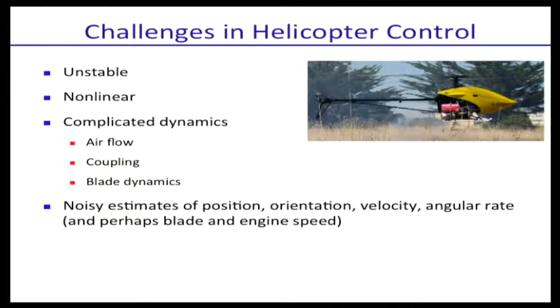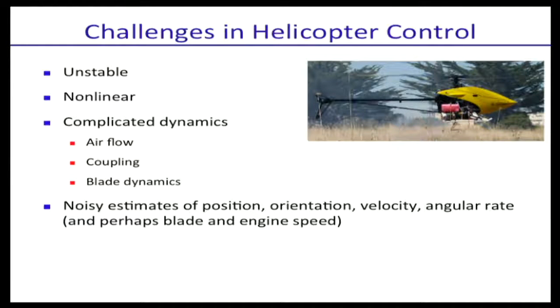Then there is mechanical coupling between different parts of the helicopter, and there's the blade dynamics. The blades go around in a circle, but they actually also flap up and down. They might lead and lag a little bit as they experience air resistance. So it's quite complicated what these blades do.